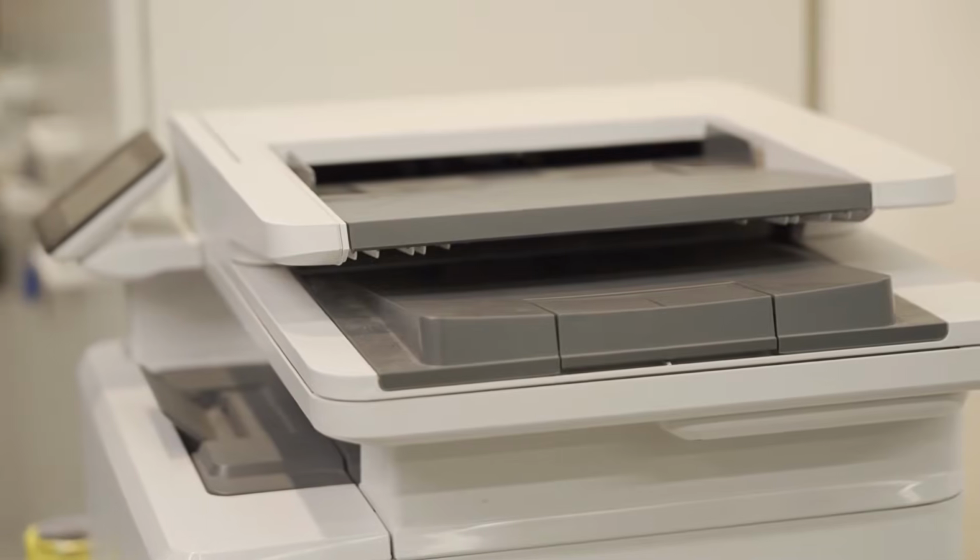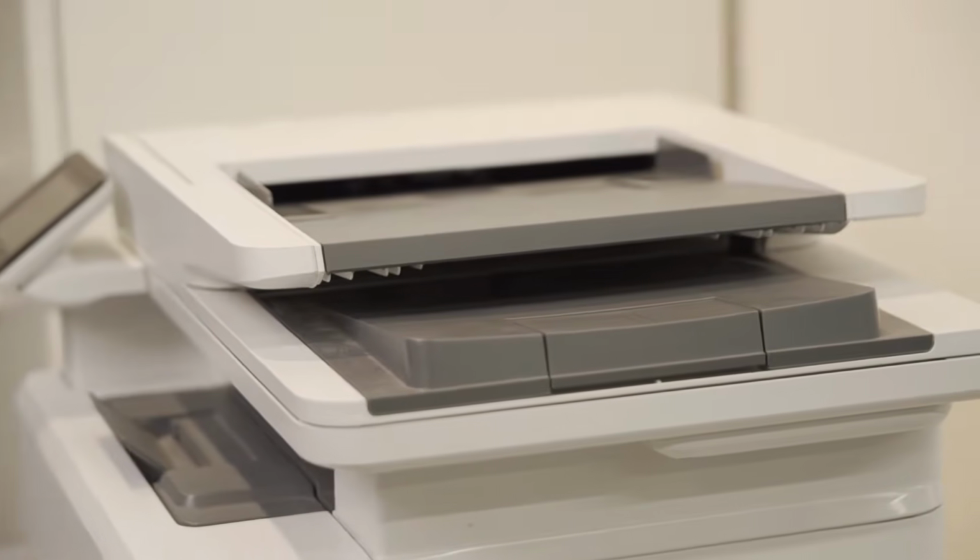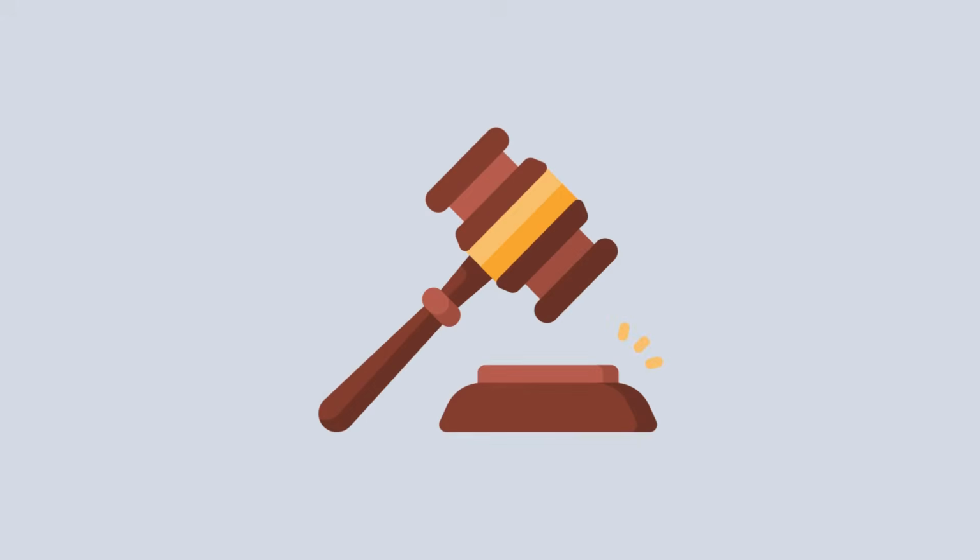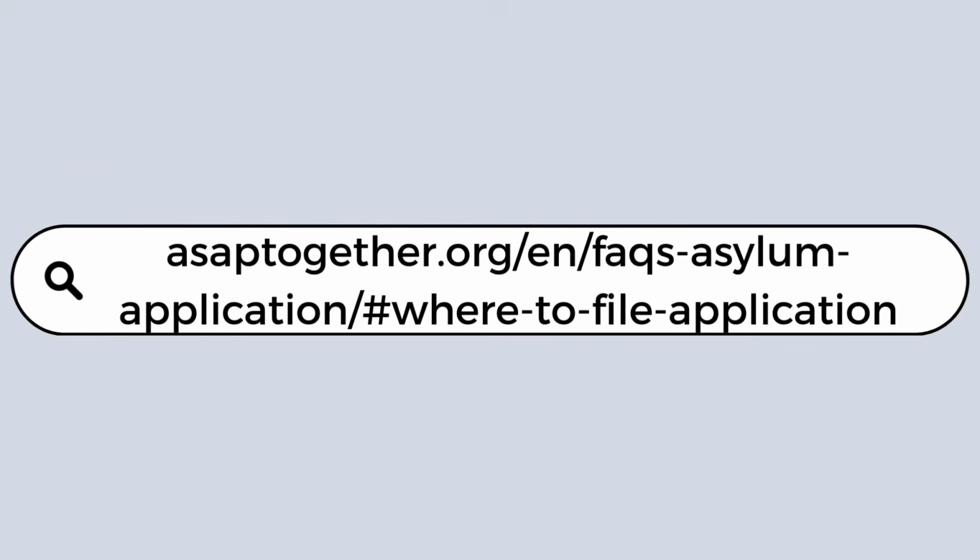You also need to give a copy of your asylum application to the government lawyer if you are filing your application in a case in immigration court. You can find more detailed information about where and how to submit the asylum application here. You can also find this link below.